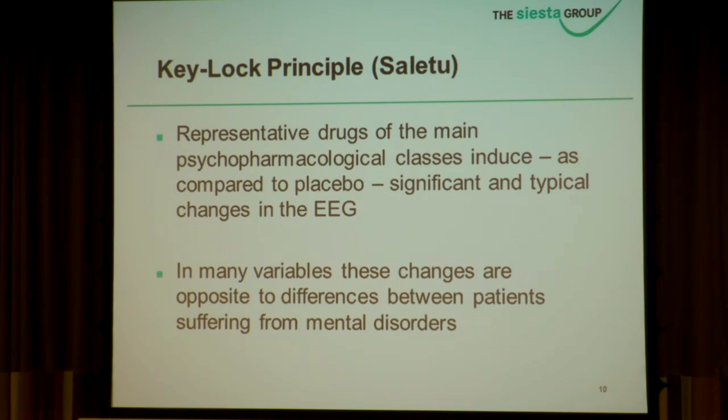One fits the other. So, spelled out, the key-lock principle, as Bernd Saletu has coined it, means that representative drugs of the main psychopharmacological classes induce, as compared to placebo, significant and typical changes in the EEG in terms of patterns. So we're not looking at single variables, but at patterns. And in many variables, it's not a perfect tool, these changes are opposite to differences between patients suffering from mental disorders.